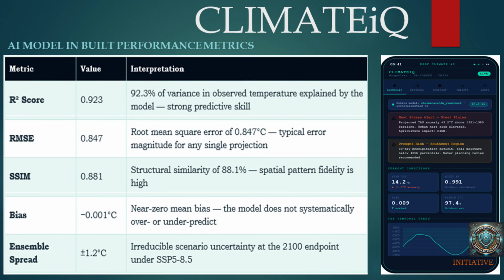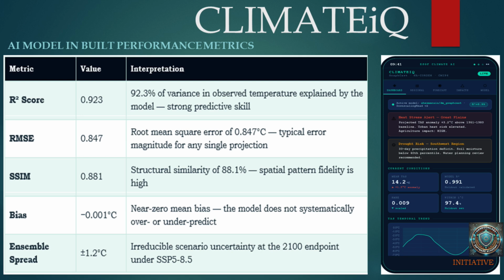Now let's look at the AI model and built-in performance metrics. You have the R squared score of about 0.93, that's 93% of variance in observed temperature explained by the model. This is a very strong predictive skill. Then you have the RMSE, the root mean square error, which is the typical error magnitude for any single projection.